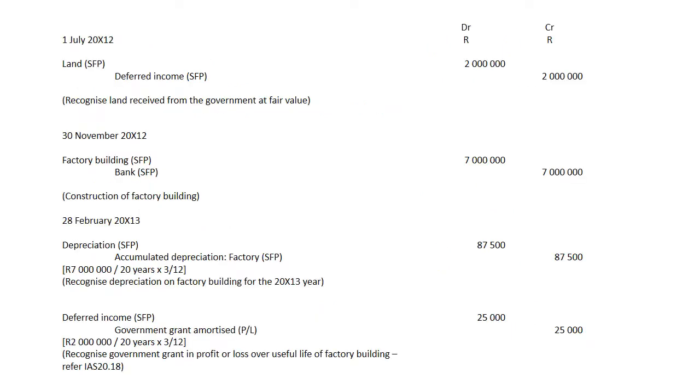If we chose option 2, which is to measure at fair value, the land and the deferred income are measured at 2 million. We still acquire our building, and then we depreciate our building. But then, very importantly, we also amortize our deferred income in the same ratio as which we wrote off our depreciation.